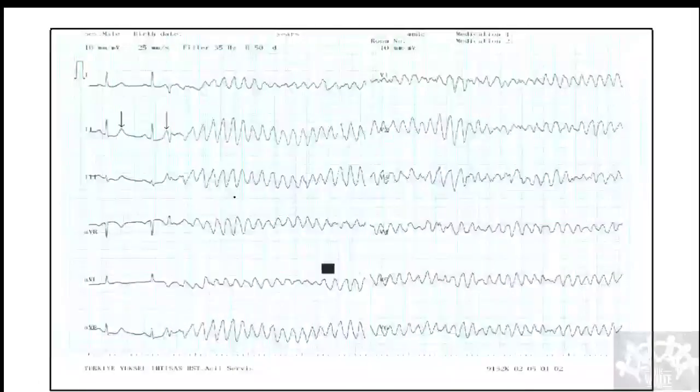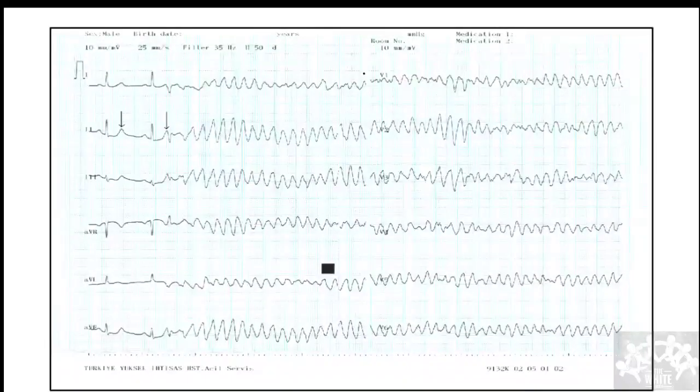So this is the arrhythmia I was talking about. Can someone tell what this arrhythmia is? Yesterday we discussed this. What is this arrhythmia? What is it called?